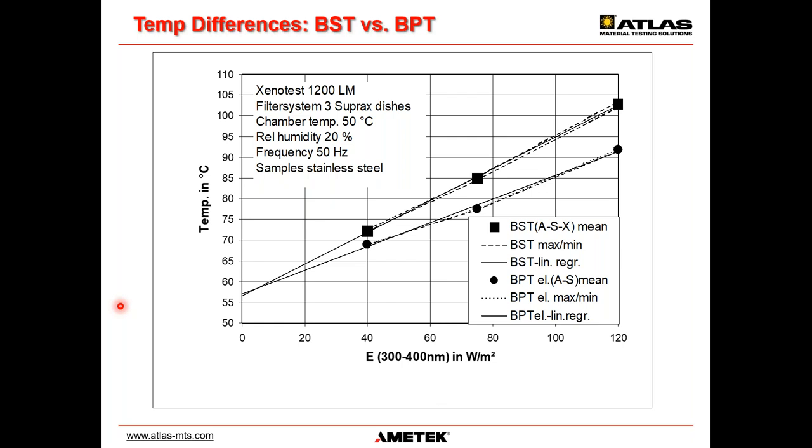Check your test method if you need an insulated or an uninsulated black panel sensor, because they really have different readings. And when we talk about typically 5 degrees difference, that's a lot in weathering testing. You may remember that about 10 degrees can typically already double the degradation speed, so 5 degrees C is really a significant difference. If you have 5 degrees hotter temperatures than required by the standard, you already have a much higher acceleration compared to the other type of black panel sensor control.